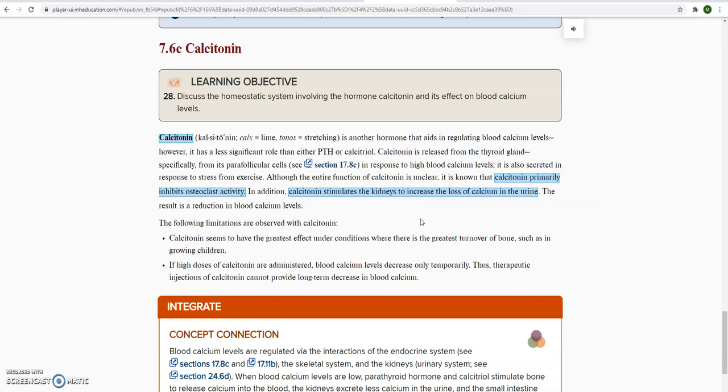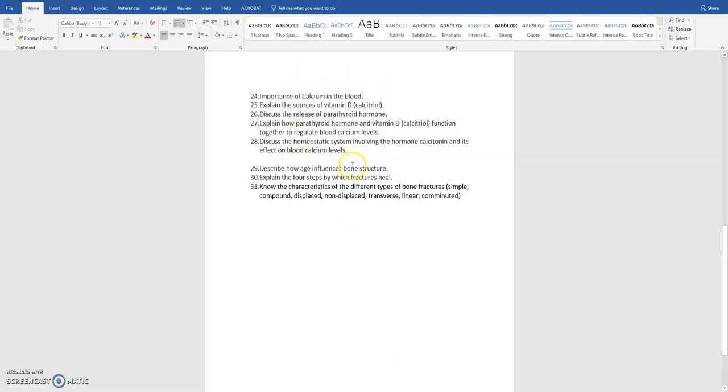But generally this high calcium is caused by a disease that usually needs to be corrected to treat the problem. So usually calcitonin can't do it just on its own. But it does try to help out, which is good. All right, so that was the end of our calcium homeostasis.